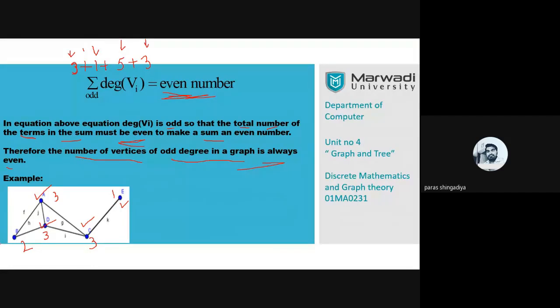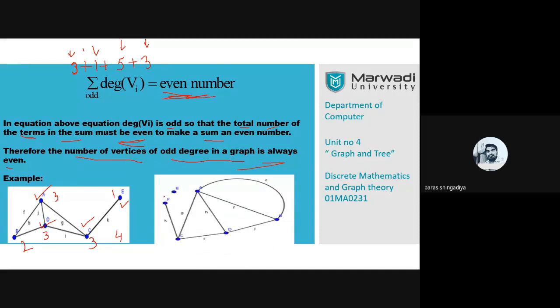Clear? The degree of B is 2. It is an even degree here, an even vertex. So this count is 4. So 4 means it is even in quantity. Clear? So that is an even number quantity here whose degree is odd. And we can also verify this theorem on this graph also. Any graph, you can verify this theorem on any graph with any number of vertices, any number of edges.